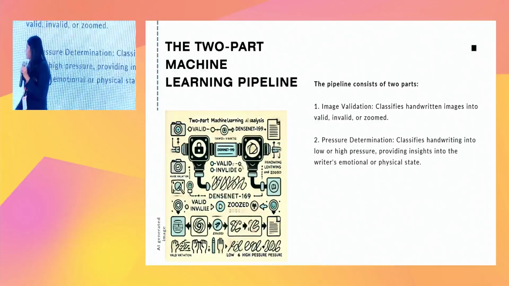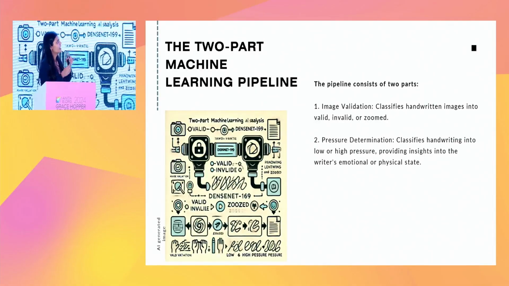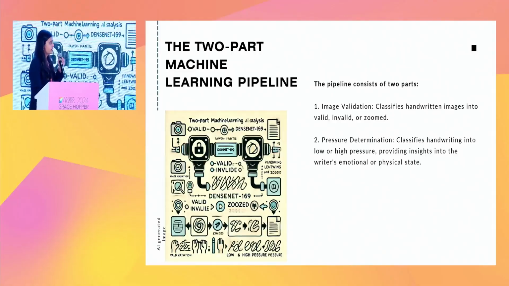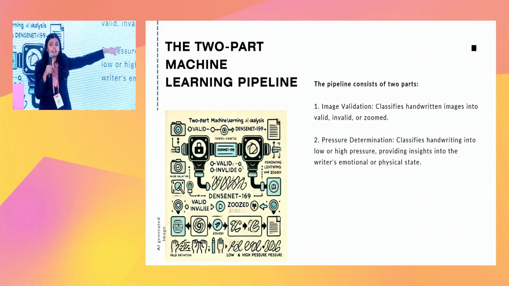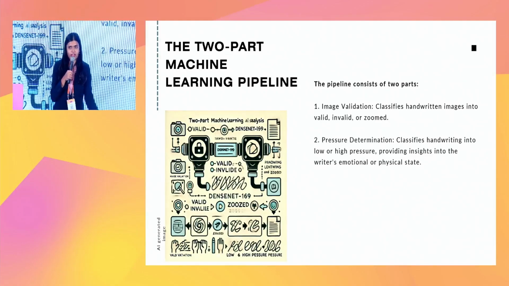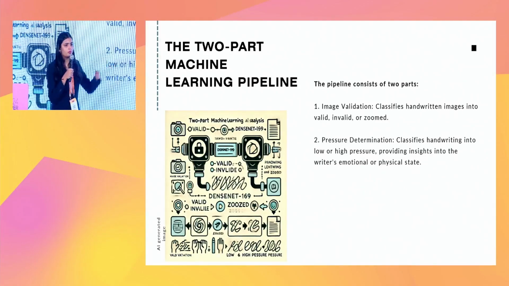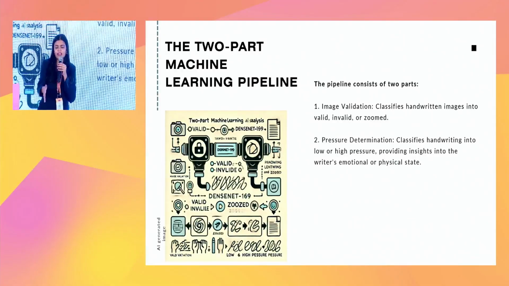Okay, let's move on. So the two-part pipeline that we have here: image validator and pressure determination. What we're trying to do is first validate the image. Have you uploaded a picture of your dog or an actual handwriting, right? So that is what we do first. We classify the handwriting into valid, invalid, or zoomed.